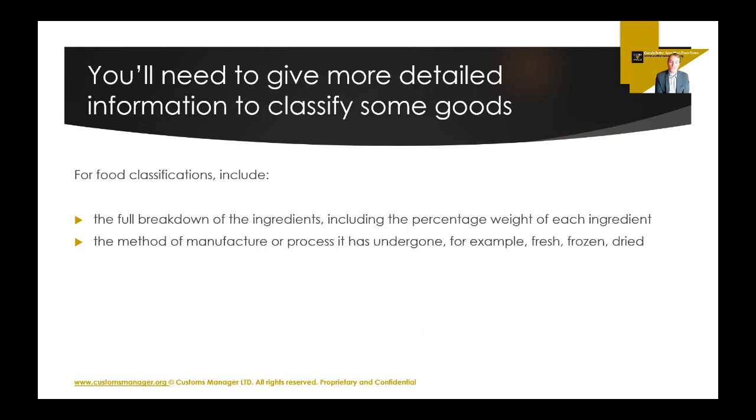For food classification, we need the full breakdown of the ingredients, including the percentage weight of each ingredient. That, again, differs from tariff to tariff, but mostly we've seen that percentage weight, especially things like sugar content or milk content, dairy content, fat content, is really important. The method of manufacture or the process it has undergone. For example, is it fresh, is it frozen, or is it freeze-dried, or is it ultra processed? So shelf stable or not shelf stable. These kinds of things we need to know for food classification.